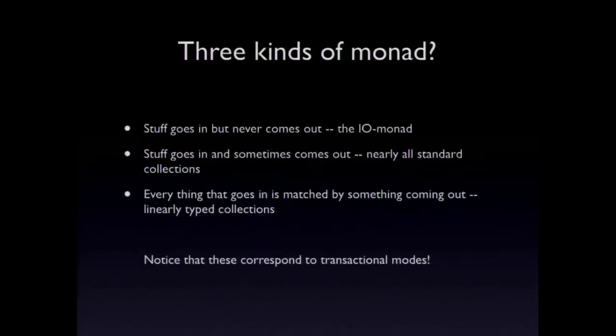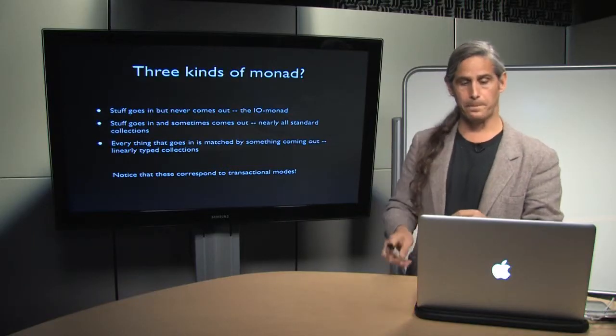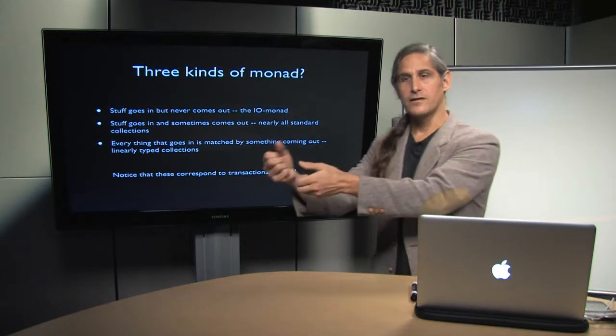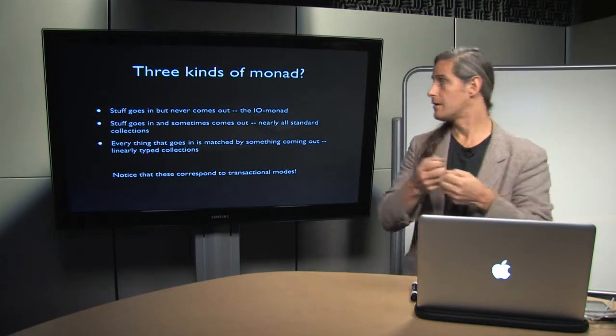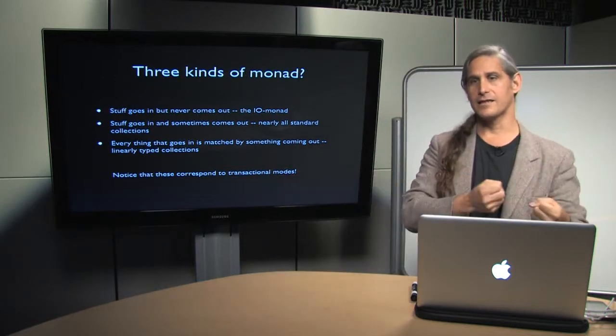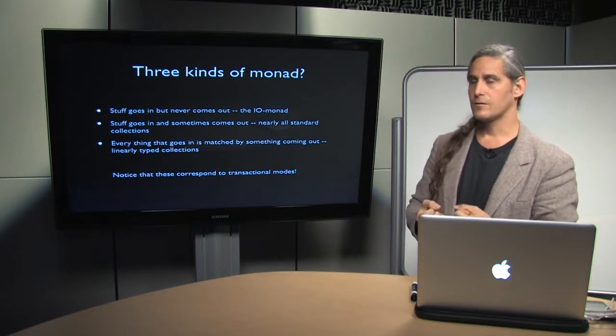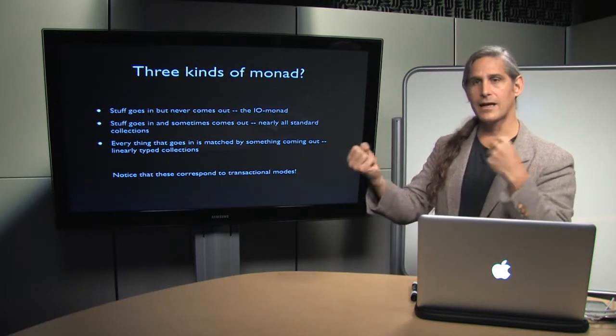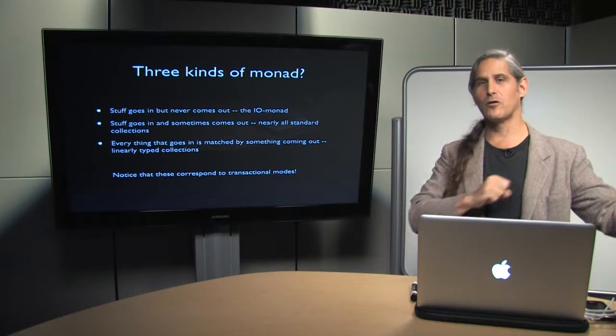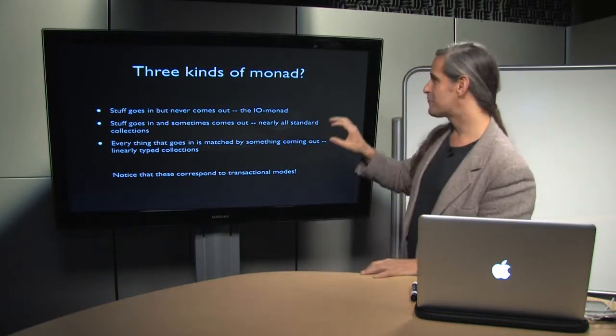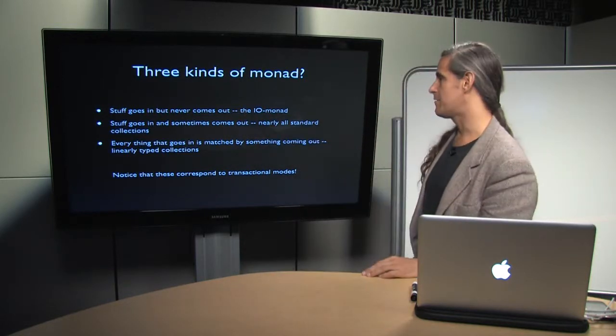Okay. So the question is, are there three kinds of monads? Well, we can think about the I/O monad. This is, I'm pulling stuff off of some input stream. Okay? And this one is the classic, and this is the one that trips people up when they first look at monads in Haskell. Because they start writing code and then they realize, oh man, I can never get the data out of the I/O monad. So that's really, stuff goes in but never comes out.